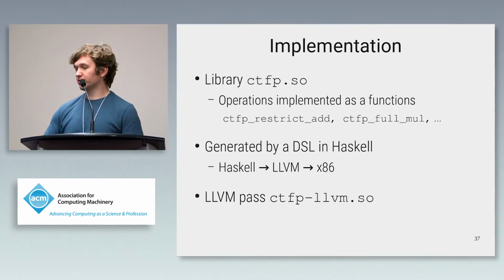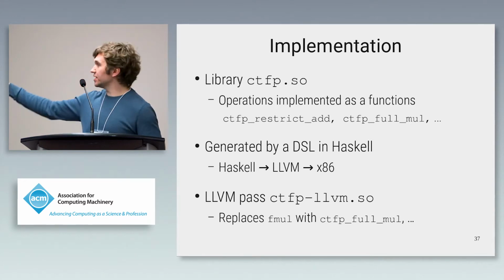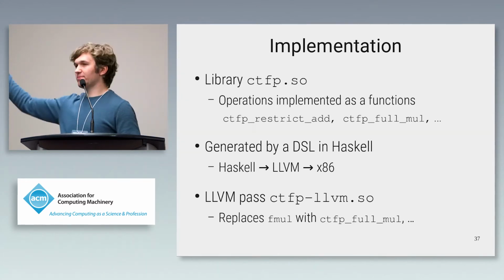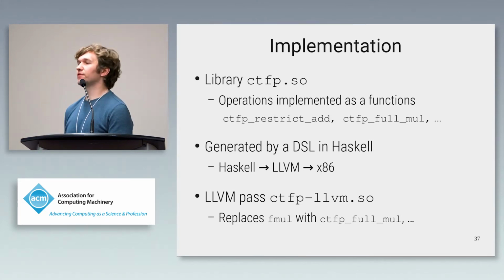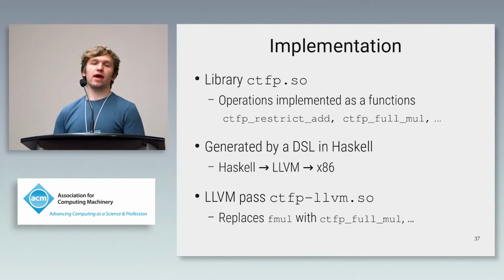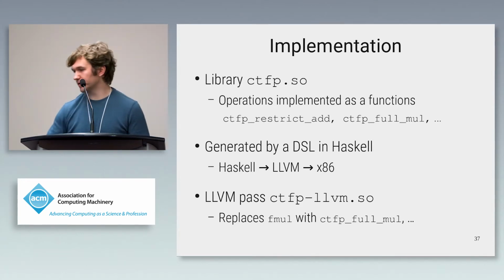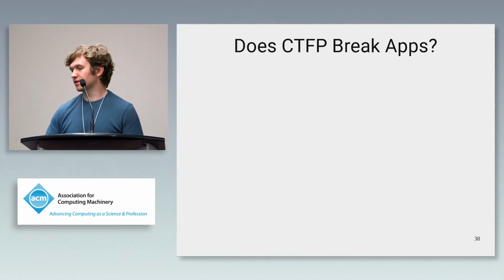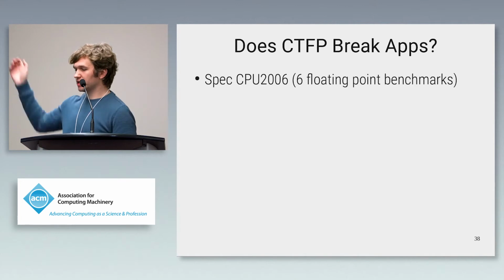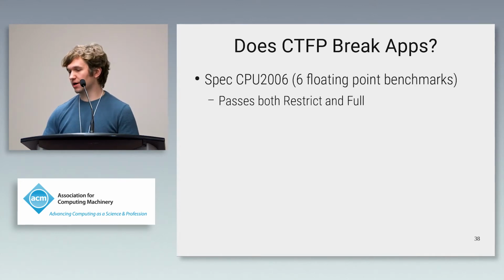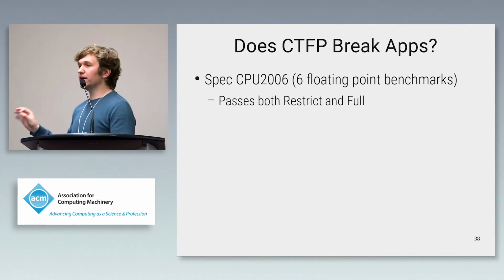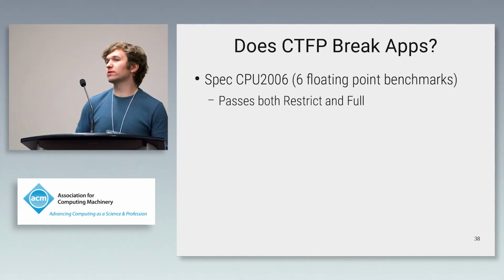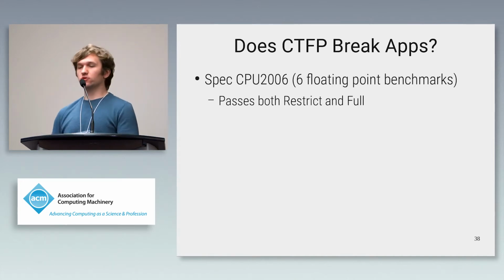Then lastly, we also implemented this as a pass. It's really nice because you can essentially just say, run this pass on my code, and it just replaces every single one of your arithmetic operations with a constant time version of it. So the obvious question is, does this break applications? We first started by running on the SPEC CPU floating point benchmarks, and surprisingly, everything passes. Despite the fact that we're removing floating point values that you can operate on, it still doesn't affect this.